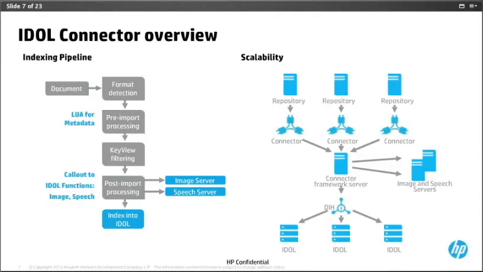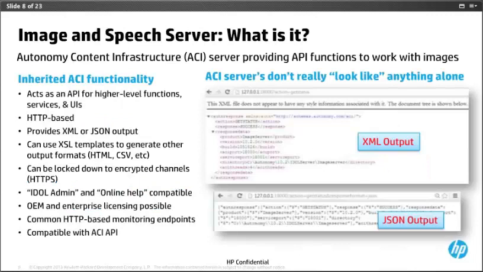We're kind of throwing around these terms a little bit, and we should more discreetly identify them. Both the image server and the speech server are what's called Autonomy Content Infrastructure components, or ACI servers. The various components that make up the IDOL server infrastructure are all ACI servers. They're all addressable in a consistent and common way and a predictable way, and they produce XML as well as JSON output responses so that your applications can communicate with them in the most effective ways possible.